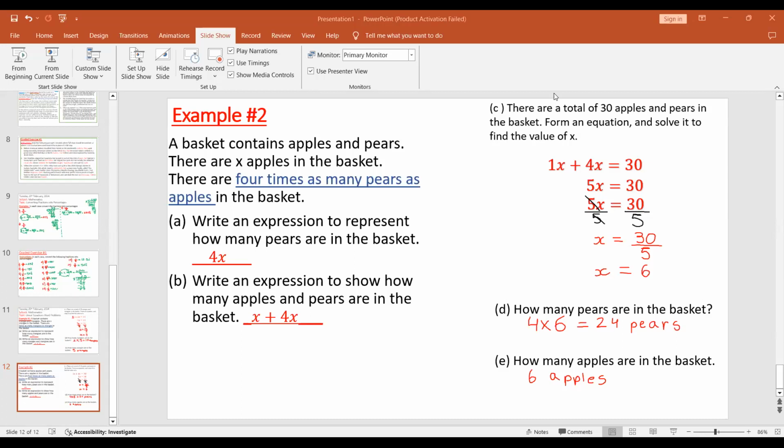B says, write an expression to show how many apples and pears are in the basket. For this I don't understand because I see X plus 4X. Isn't it supposed to be times because it says times? Why would you times them?